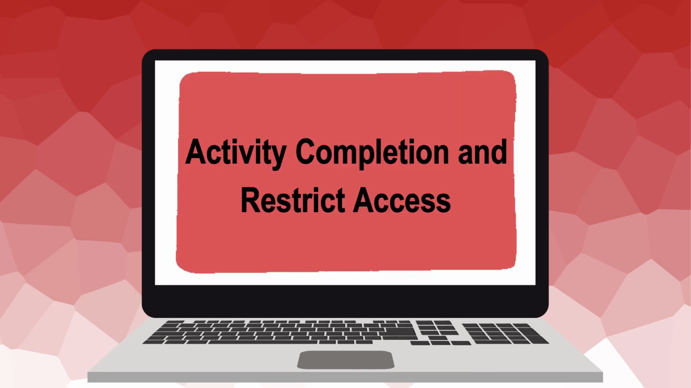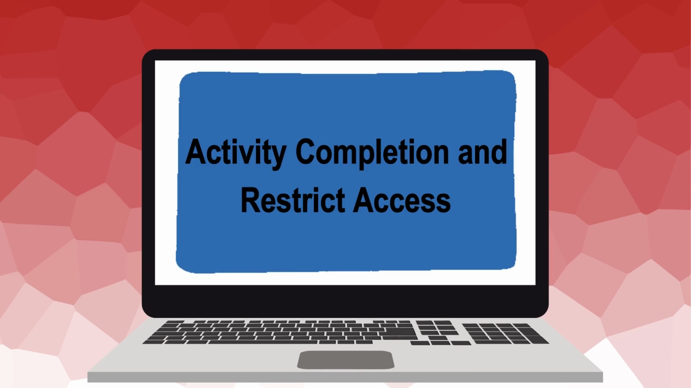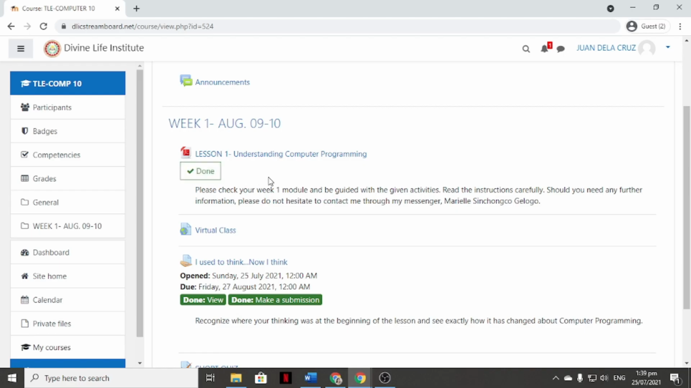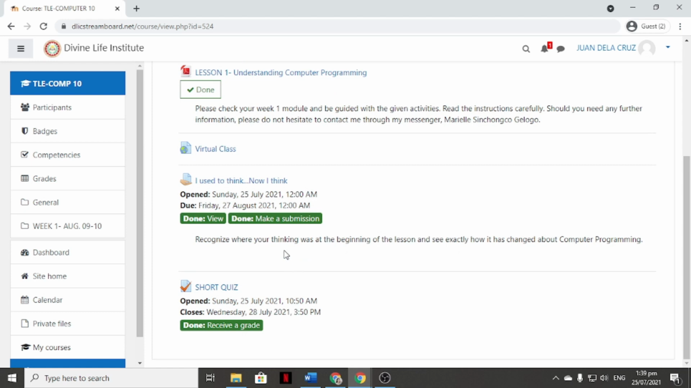Understanding the purpose of LMS features, activity completion, and restrict access. The Restrict Access feature enables teachers to restrict the availability of any activity or even a course section according to certain conditions, such as dates, grade obtained, or activity completion. Activity completion allows the teacher to set completion criteria in a specific activity setting. Depending on the type of activity, there are different completion requirements.